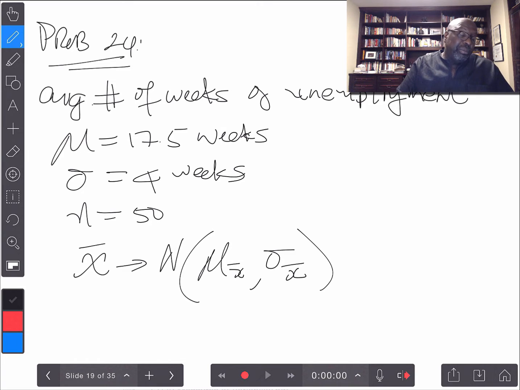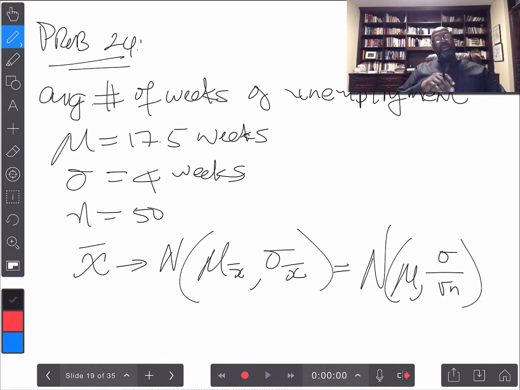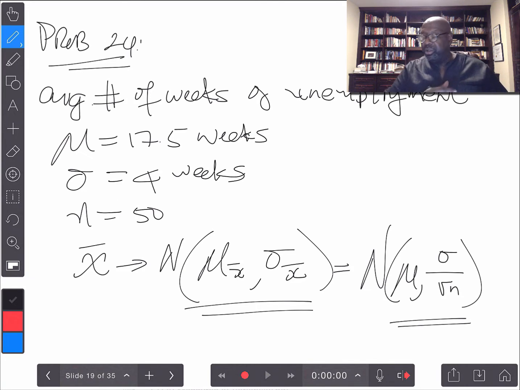So what is mu X bar? Mu X bar is mu. What is sigma X bar? Sigma over root n. So it's normal with a mean of mu and standard deviation of sigma over root n. That would be in terms of the population, and that's the notation for the sampling distribution. So that's the first part, part A. That's all we need to show.